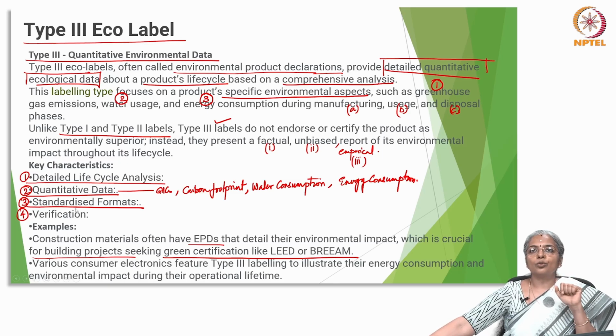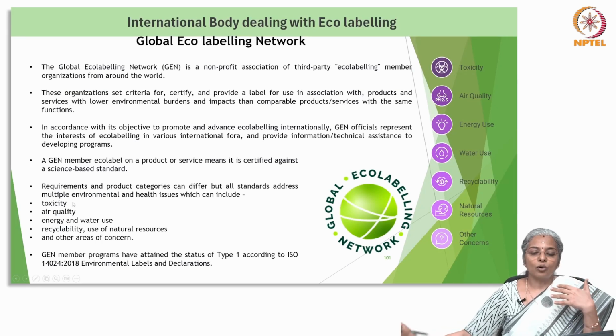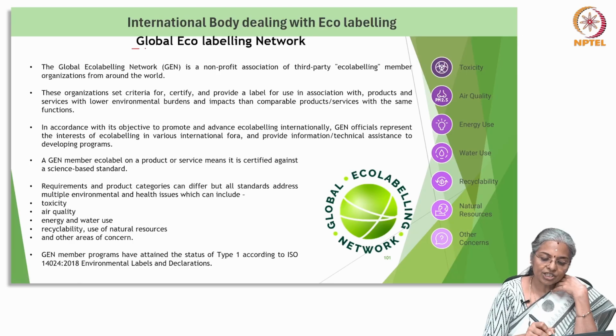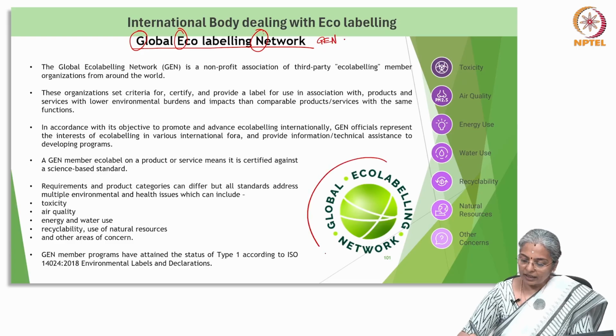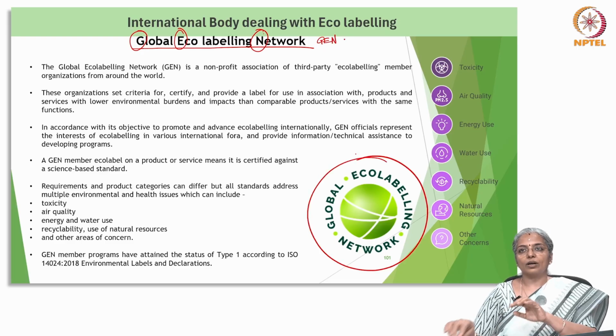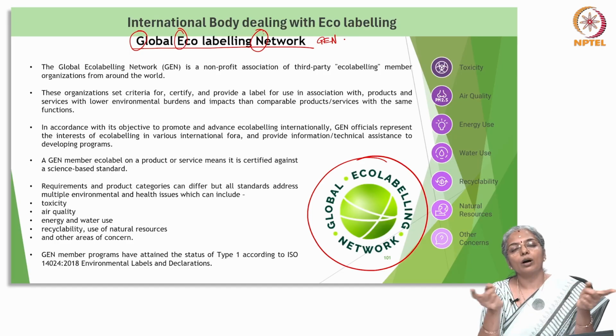But who is going to deal with the eco labeling at an international level? So, at an international level, the body dealing with eco labeling is called GEN, the Global Eco Labeling Network. The Global Eco Labeling Network is actually a not-for-profit association which involves third-party eco labeling member organizations from around the world.